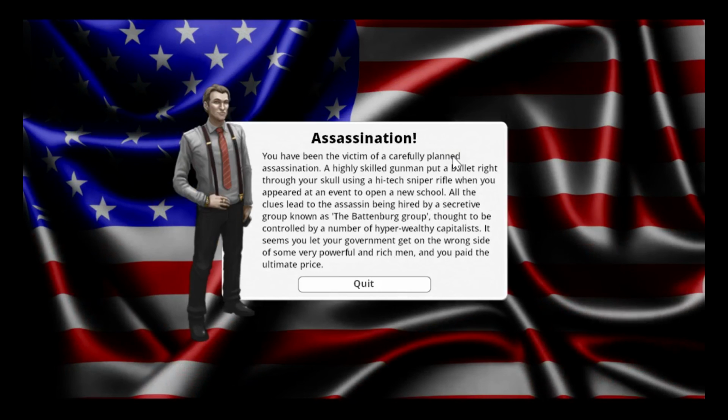Please don't die. Assassination. You have been a victim of a carefully planned assassination. A highly skilled gunman put a bullet right through your skull using a high-tech sniper rifle. When he appeared on the event to open in his skull, all the clues led to the assassin being hired by a secretive group known as the Badenberg Group, thought to be controlled by a number of hyper-wealthy capitalists. It seems you let your government get on the wrong side of some very powerful and rich men, and you paid the ultimate price.